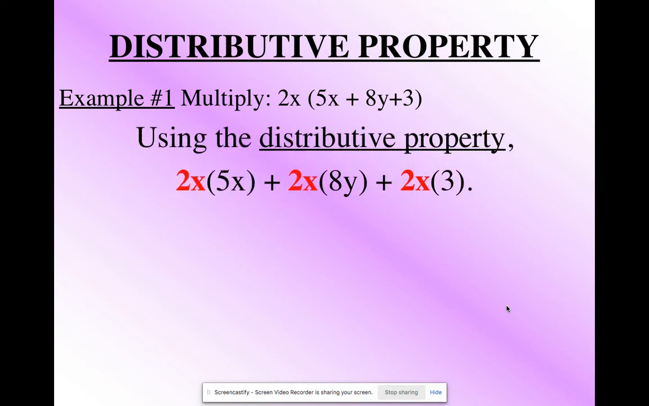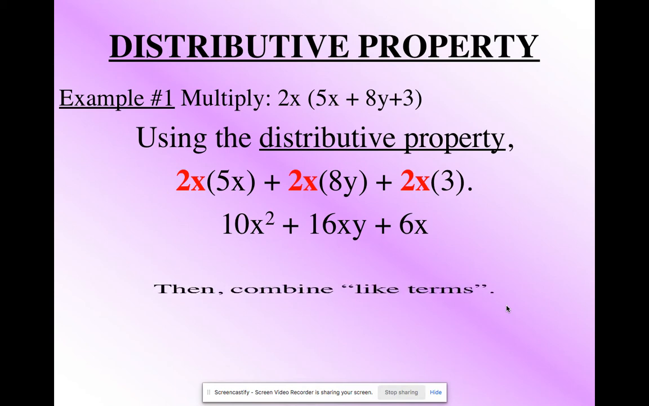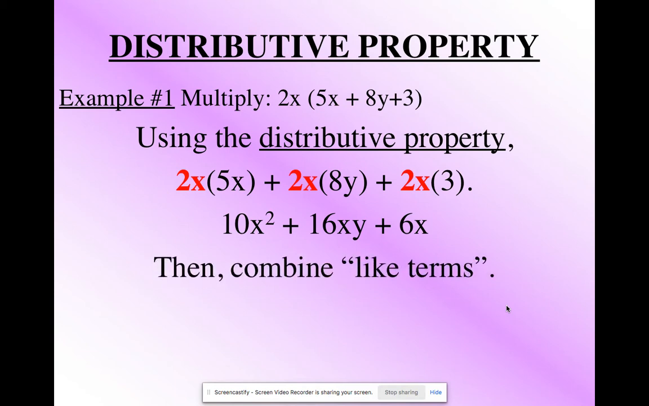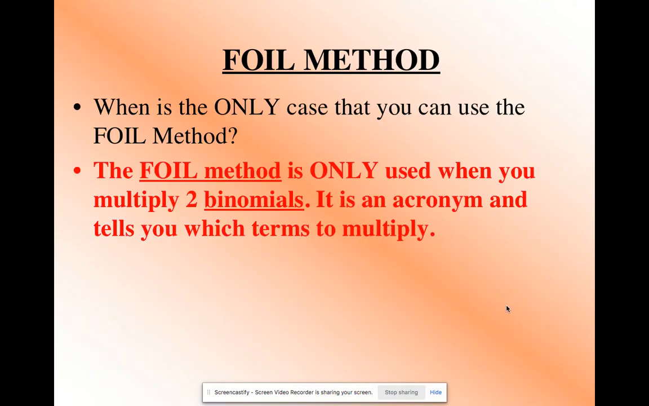Combine them to 2x times 5x plus 2x times 8y plus 2x times 3, and you're getting something like this. Then the last piece is always to combine like terms. This one just so happens to not have any like terms, so that is in fact our final answer.